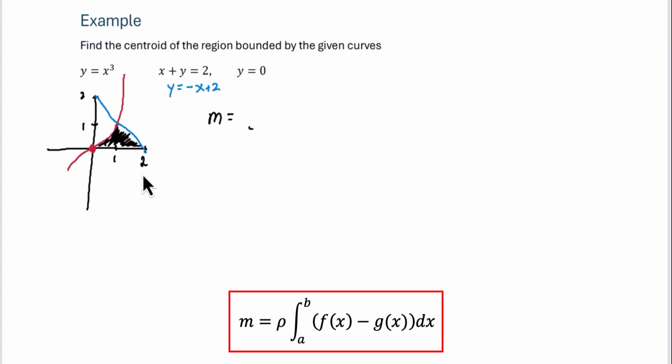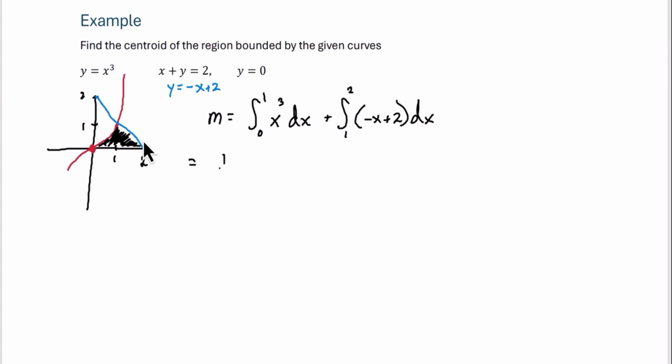So the first part, we are integrating from 0 to 1, and that is f of x, in this case x cubed, minus y equals 0, dx, plus the second integral will be from 1 to 2. And this time our function is the negative x plus 2. So we can now integrate.